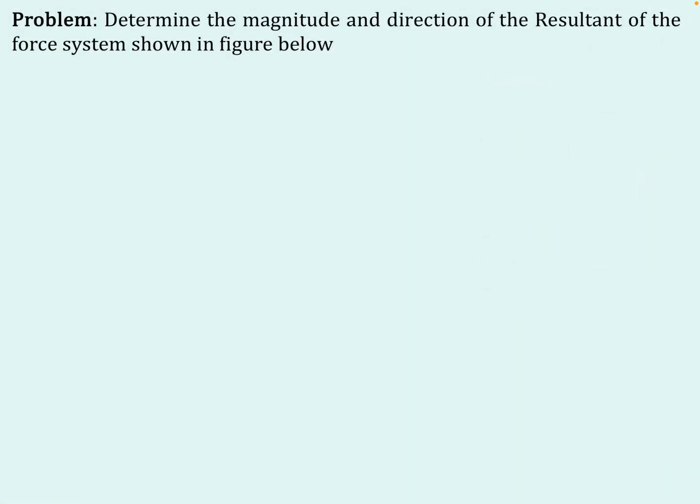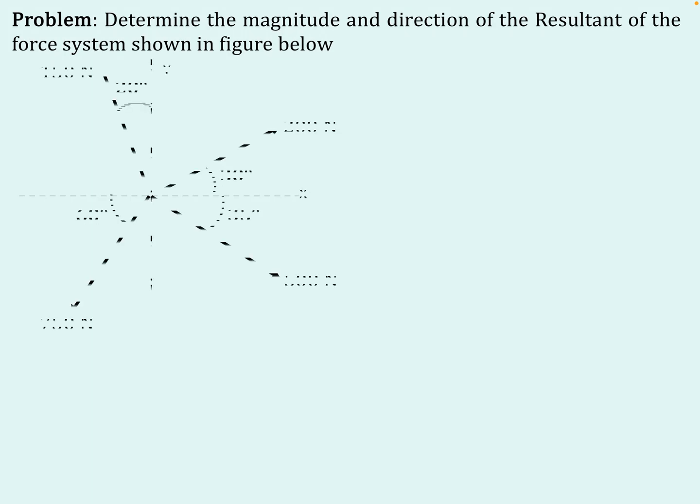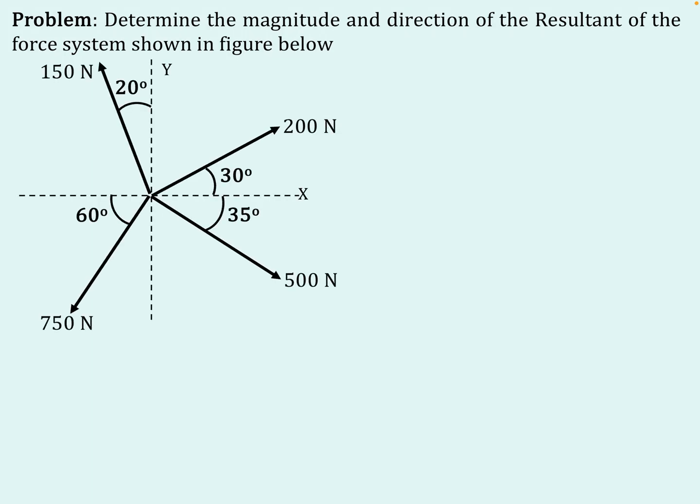Now let us look into a problem: how to find out the resultant of a coplanar concurrent force system. So through a problem, we'll try to learn this. Now in the figure here, there is a coplanar concurrent force system given, like the previous example that we discussed. So there are four forces.